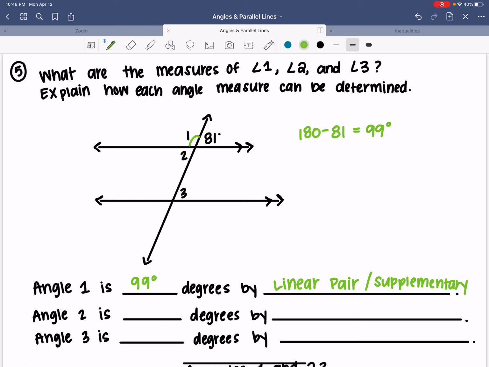Okay, now let's find angle 2. Okay, well there's two things that we can use now because we know that angle 1 is 99 degrees. So we can use linear pair again, or we could use vertical angles because angle 2 is vertical to angle 81. All right, well, angle 2 we know is going to be 81 degrees by vertical angles, or you could also use linear pair or supplementary again here.